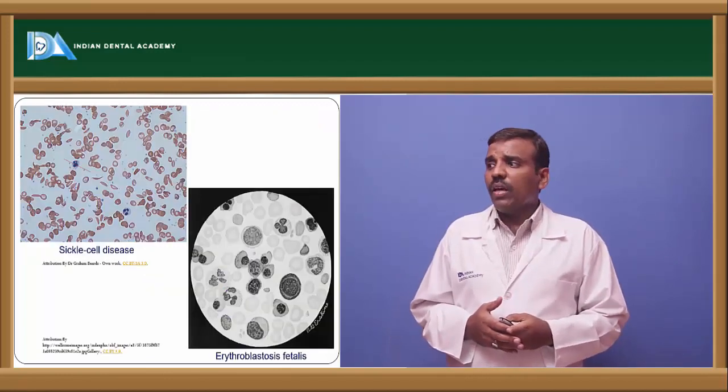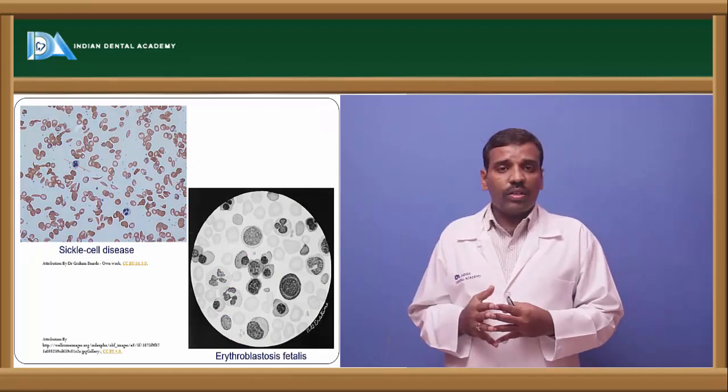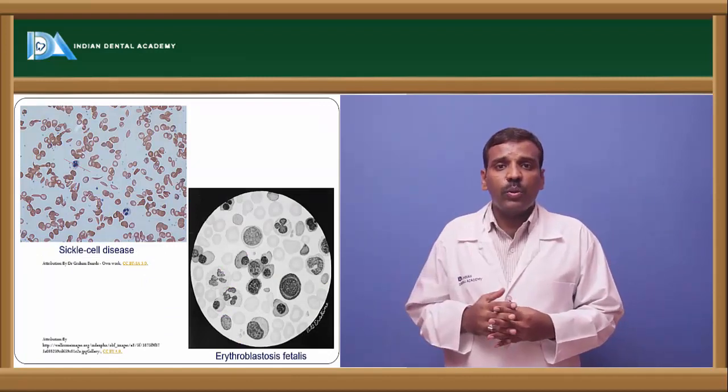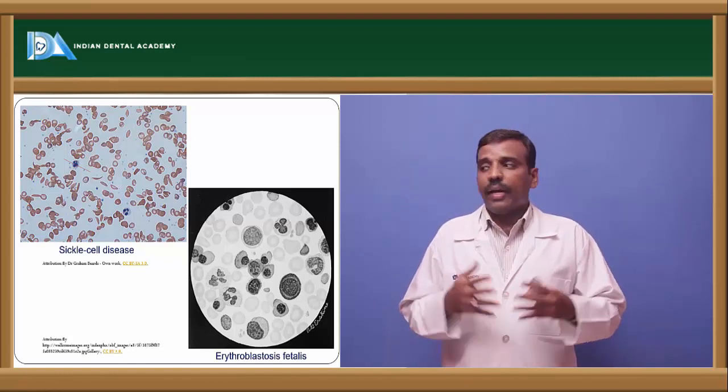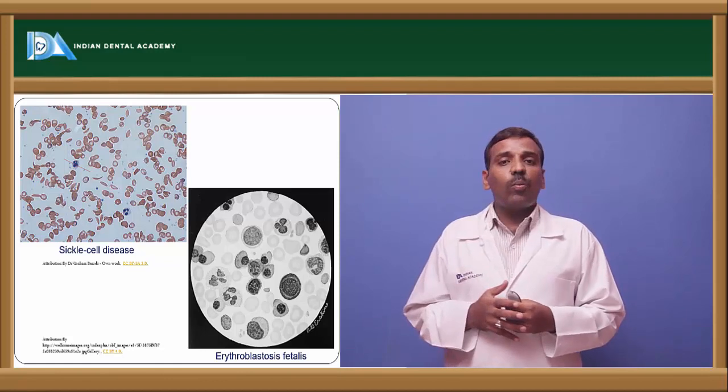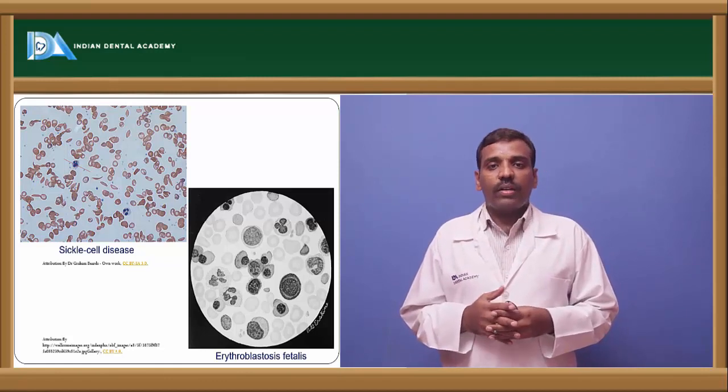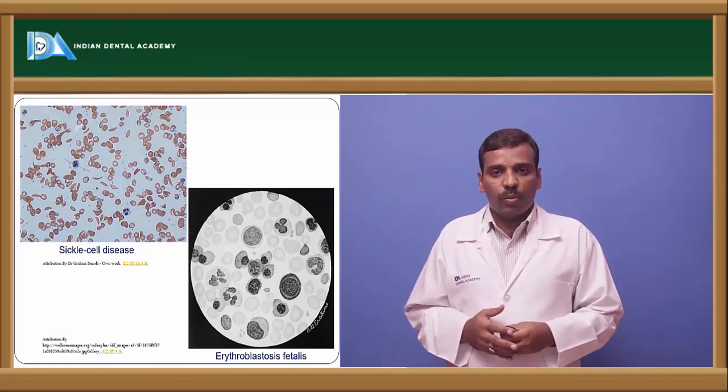And the next type is sickle cell. As we discussed, if you see this diagram, we'll come to know, so sickle shaped RBCs are present. And next one is erythroblastosis fetalis. Later we'll discuss this topic in the blood groups.